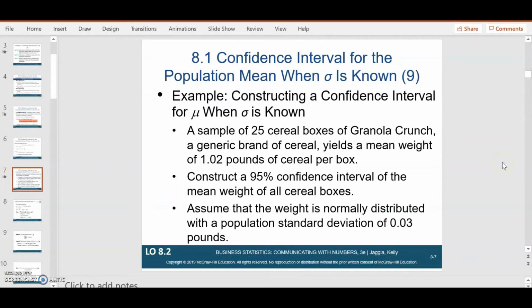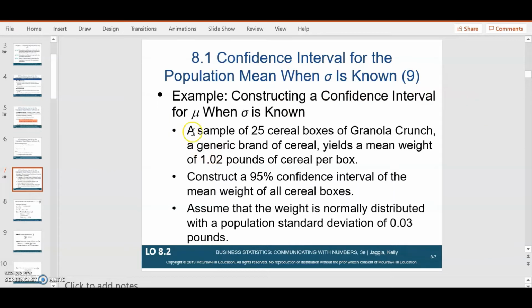In order to understand further the confidence interval, let us look into an example. Here, the example is that we are trying to construct the confidence interval for population mean when population standard deviation is known. There are two situations in constructing the confidence interval. One is when we know the population standard deviation. Another situation is when we don't know the population standard deviation.